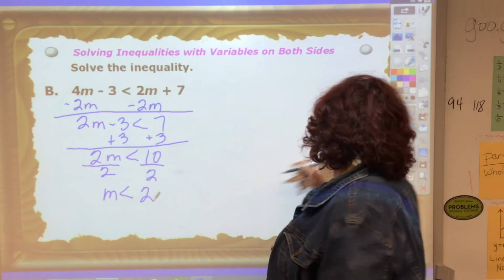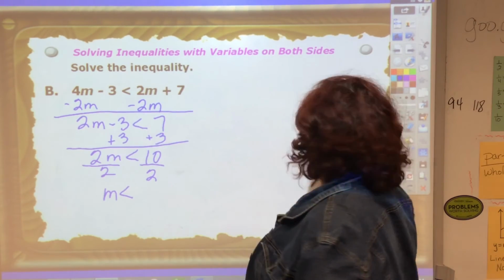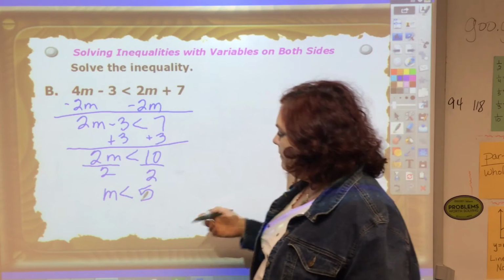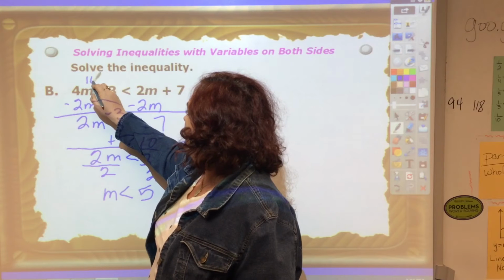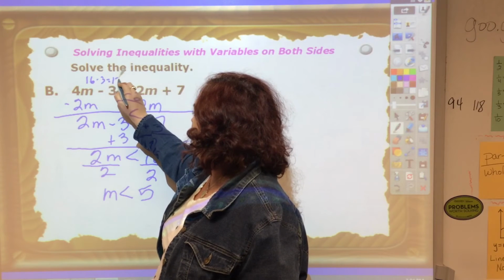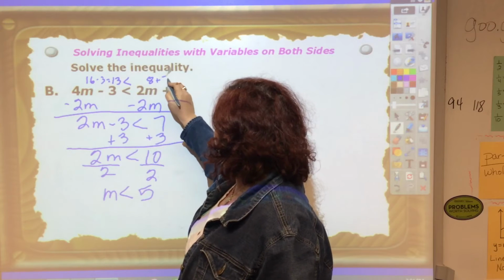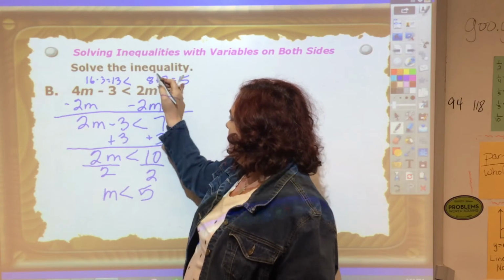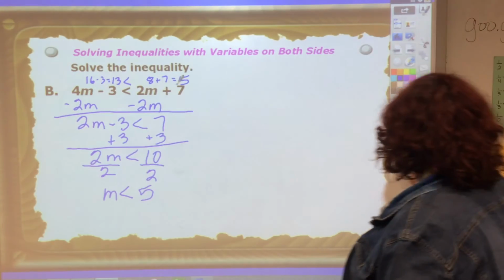So m is less than 5. I was reading it wrong. So m is less than 5. So let's just say 4. So 16 minus 3 equals 13. Is that less than 8 plus 7, which is 15? Yes, 15 is greater than 13, so it checks out.